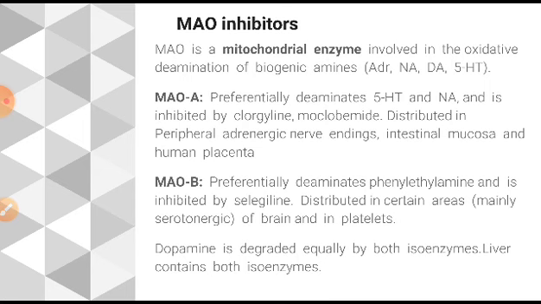Now, what about MAO-B? MAO-B preferentially deaminates phenylethylamine and is inhibited by selegiline. It is distributed in certain areas, mainly serotonergic areas of the brain and in platelets. Dopamine is degraded equally by both isoenzymes. The liver contains both isoenzymes.